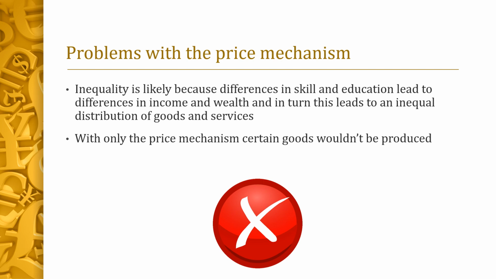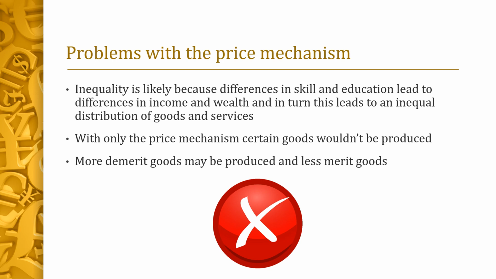For instance, who would produce street lighting? Where would the profit be? Left unchecked, the price mechanism could lead to more demerit goods being produced than is good for society. Demerit goods are those that have a harmful effect for society, such as cigarettes and alcohol. The government tries to interfere in the market so that these are more expensive because, left just to the price mechanism, more alcohol and tobacco may be consumed than is good for society. This places extra strain on the health services.